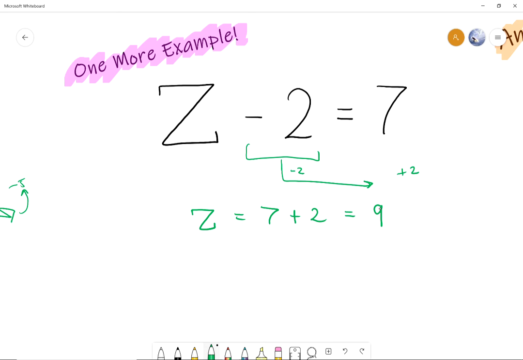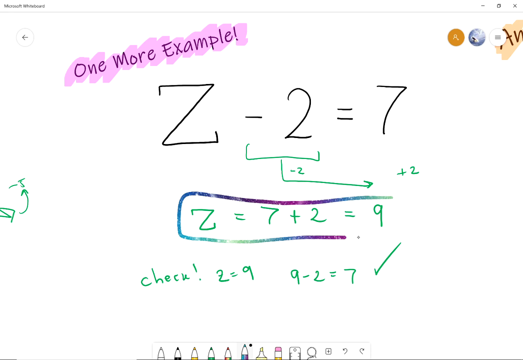I was already saying, let's see that 5 works. 5 minus 2 is not 7. 5 doesn't work. So I knew I had made a mistake myself. Okay, let's make sure that this actually works. Check. Does z equals 9 work? Yes. 9 minus 2 is 7. So that works. Awesome. So that is the solution to this problem.